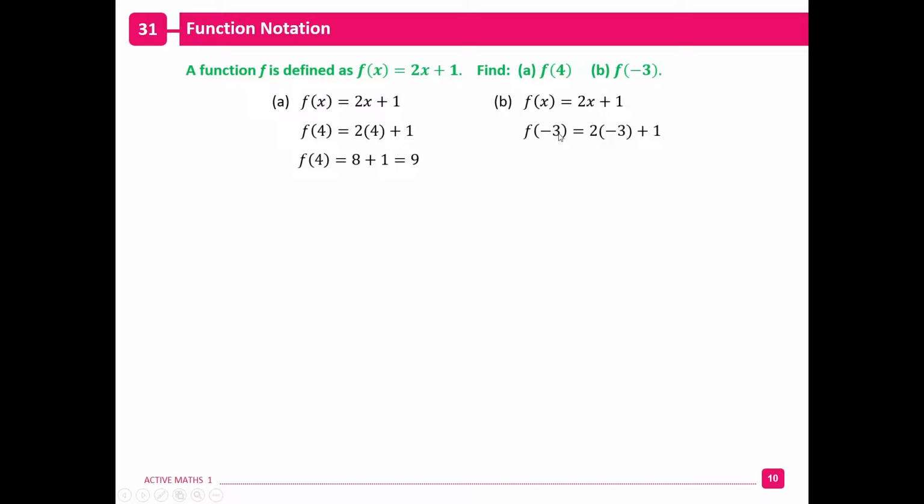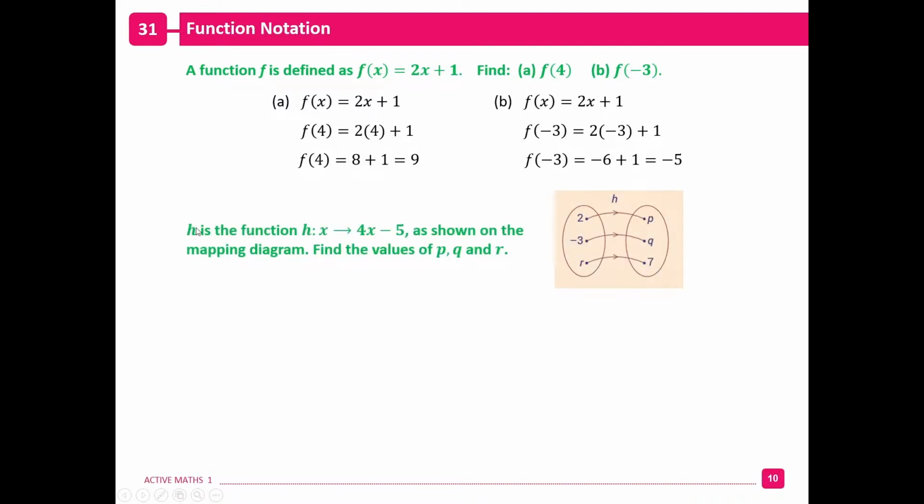So f of -3 is 2 times -3 plus 1, which means 2 times -3 is a plus and a minus. They're not the same signs, so the answer is negative. And 2 3s are 6. So -6 plus 1 gives the output -5. So when the input is -3, this function with the rule 2x plus 1 gives the answer -5.